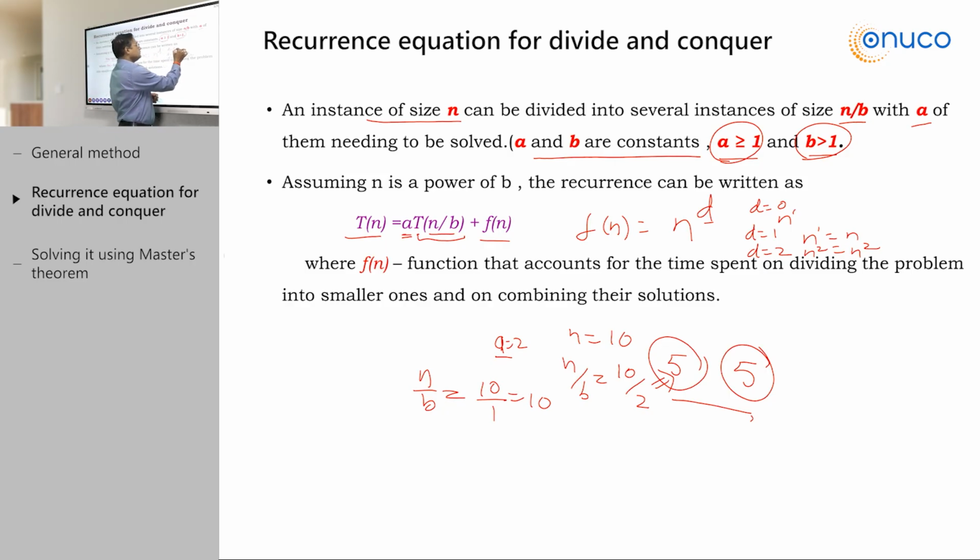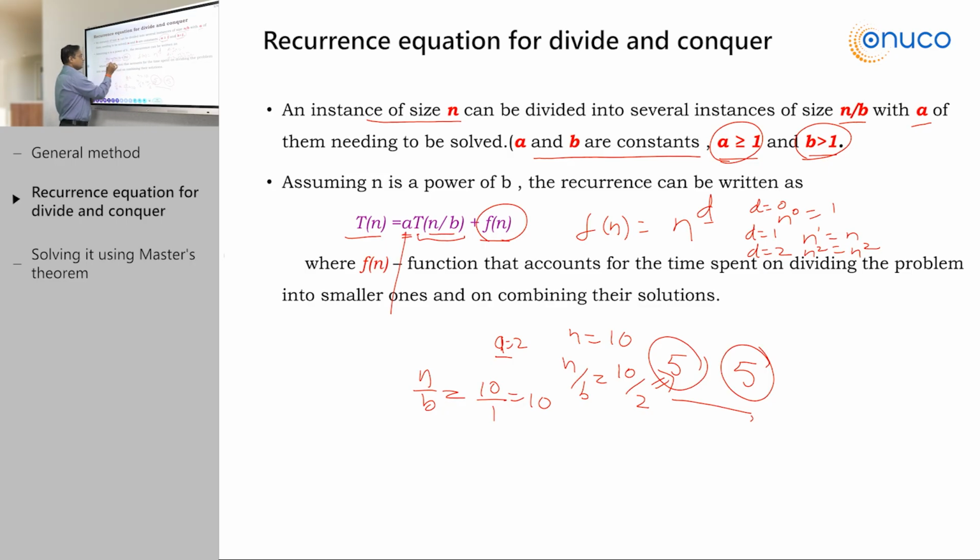n to the power 0 is 1, or we have n when d is 1, n to the power 1 is n, and d is 2, n square is n square. So you can see constant 1, linear n, n square, like this. These all are functions of n. Now what is the use of f of n when writing in recurrence form? Remember that f of n is the time taken to divide the arrays and the time taken to merge the sub-solutions. For that reason we are writing f of n here. So you got the point now.